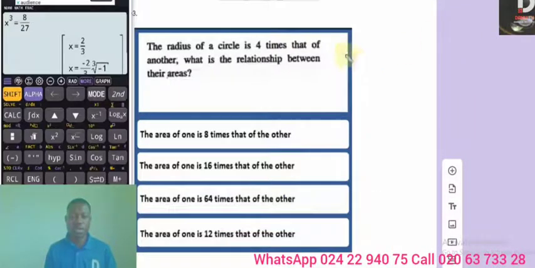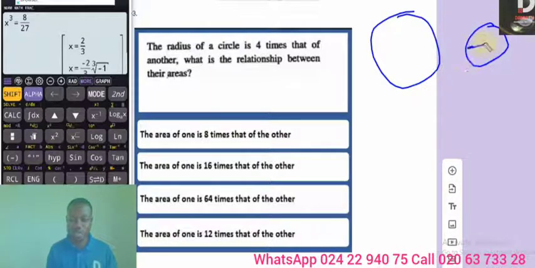Alright. Question 3. The radius of a circle is 4 times that of another. Here he's doing comparison. So quickly you sketch the two items down. That is 1. That is 1. They both have radius. So let's assume this is 1. He said the radius of a circle is 4 times the other. So if this is 1 centimeter, 4 times 1 is what? 4 centimeters. Do you agree with me? Simple as ABC. What is the relationship between their areas?